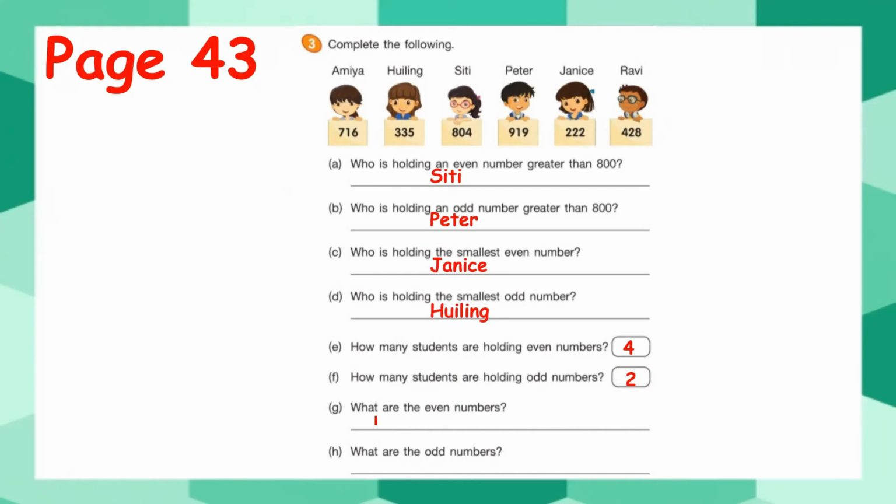Letter G. What are the even numbers? Okay, among these numbers, what are those even numbers? We have 716, 804, 222, and the last is 428. How about the odd numbers? What are the odd numbers? We have 335 and 919.